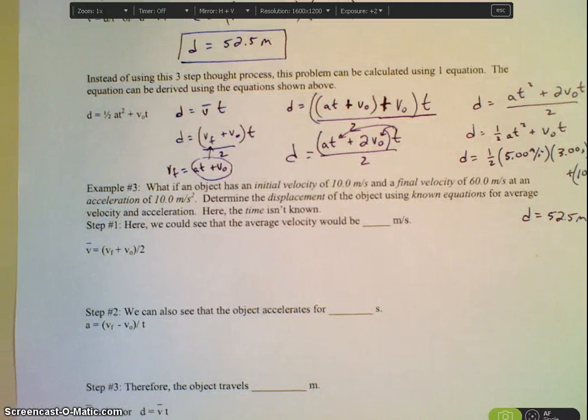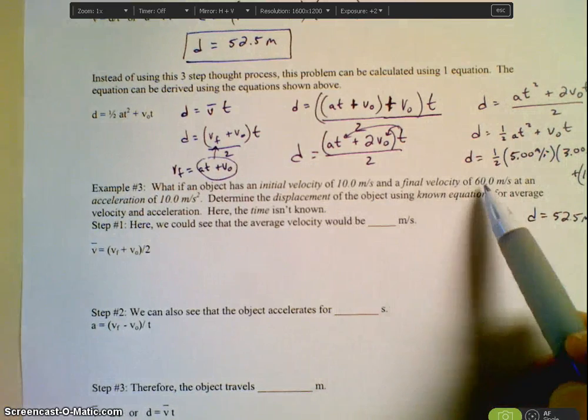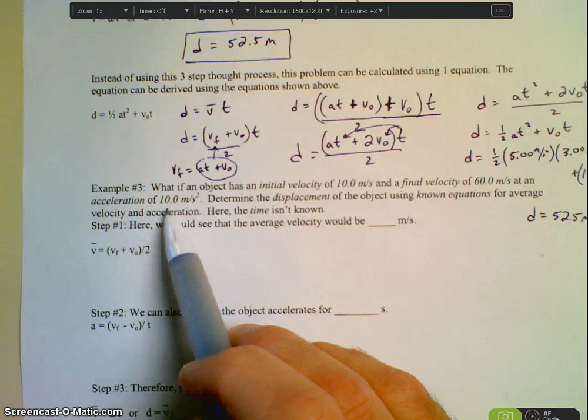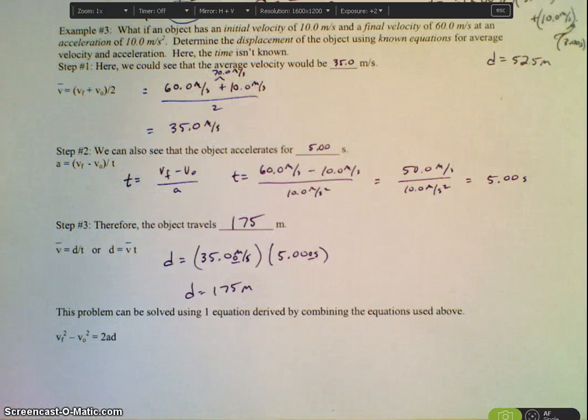Okay, this last one is just like the bonus that was on the test. It gives you an initial velocity, a final velocity, and an acceleration. And it wants to know how far did the object travel, distance-wise or displacement-wise. So again, let's see if you can go through the individual steps, 1, 2, and 3 on your own, and then you can pause and check how you did once you go through all 3. Alright, take a look and see if you did okay.